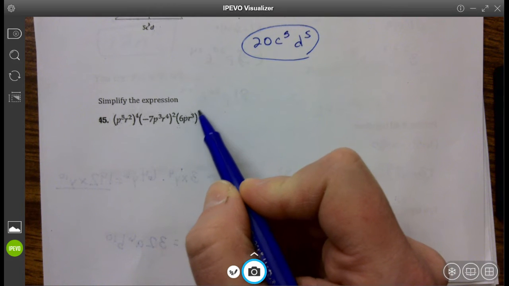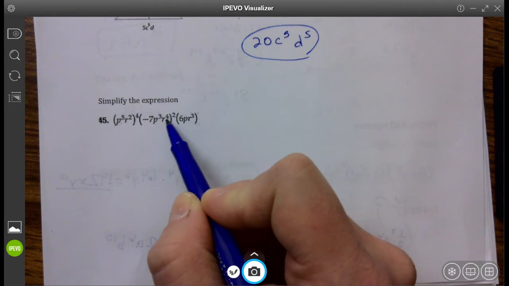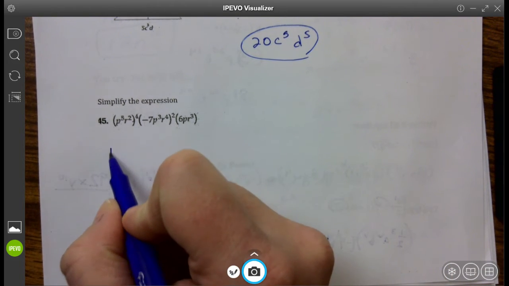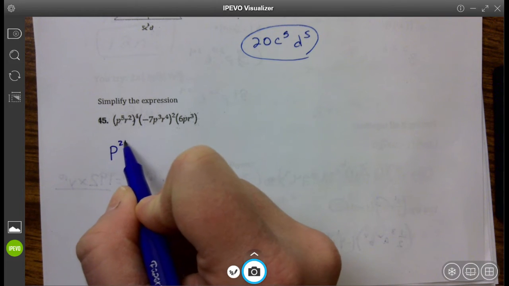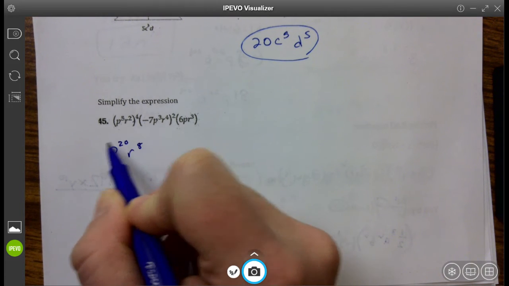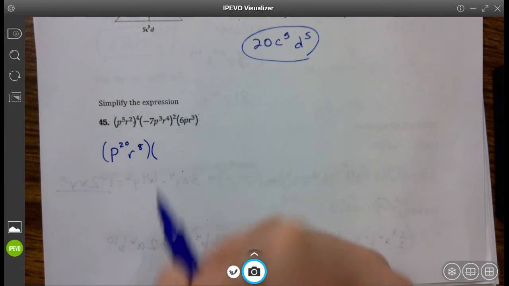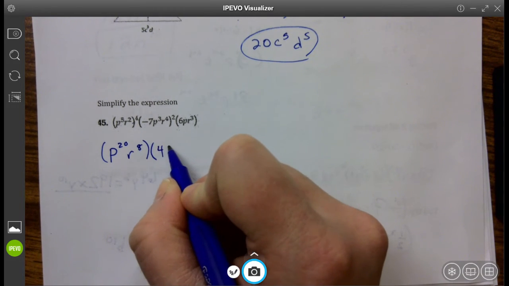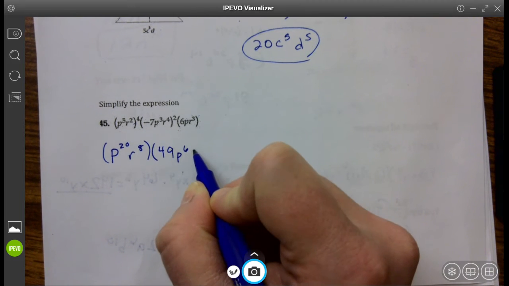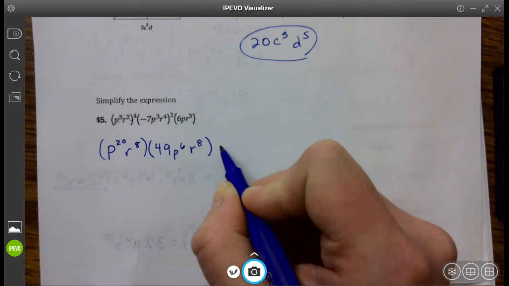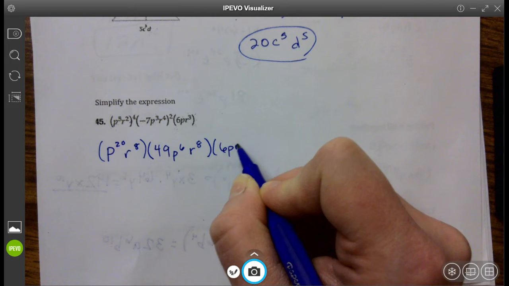Here, there's nothing out here, so that one's good. We have to bring the 2 in here, and we have to bring the 4 in here. So this is going to be p to the 20th, r to the 8th, multiplied by negative 7 squared, which is going to be 49, p to the 6th, r to the 8th, 6pr cubed.